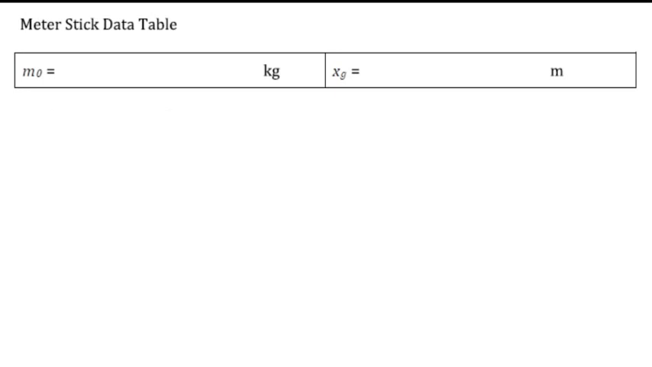Okay, now let's go to the experiment proper. So let's talk about the procedure. Now, the first thing you have to do is to find the mass of the meter stick and the center of gravity of the meter stick. So here, that is in kilogram and that is in meter. So if you check the video, you can see there, the first part of the video will tell you the mass of the meter stick and its center of mass. So the center of mass of the meter stick alone.